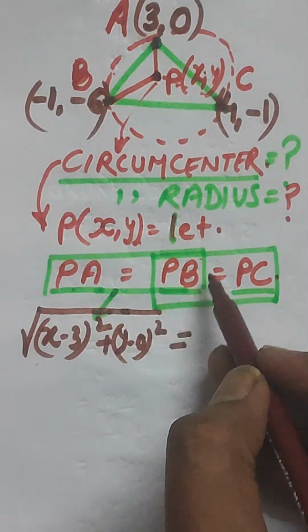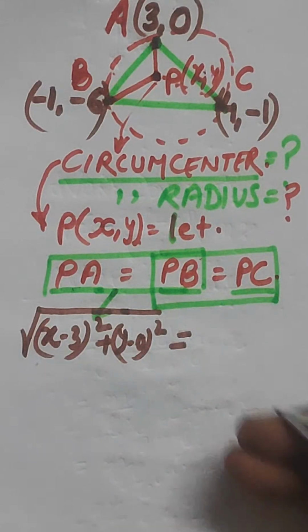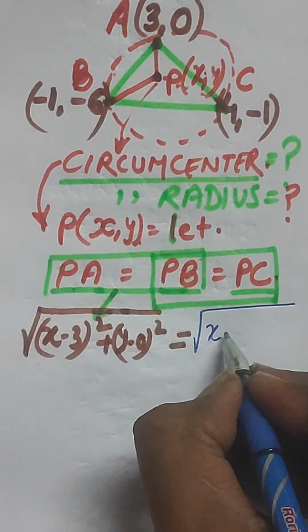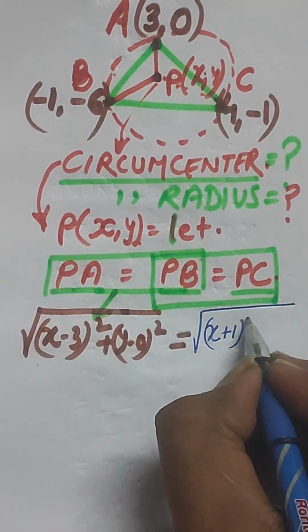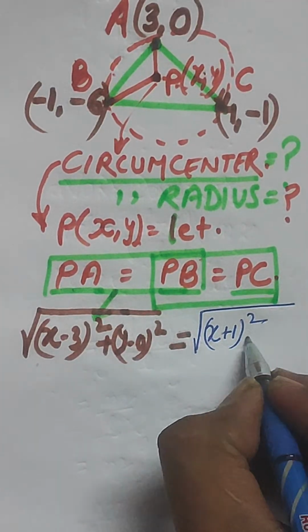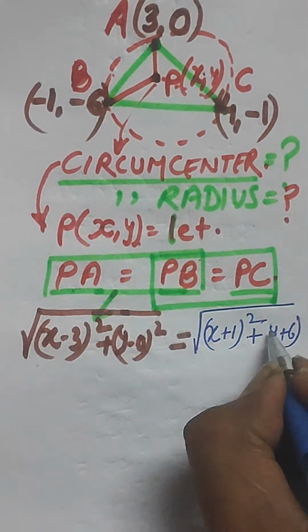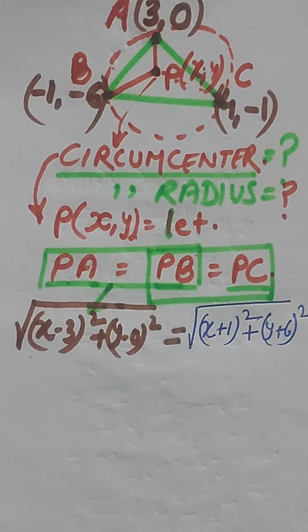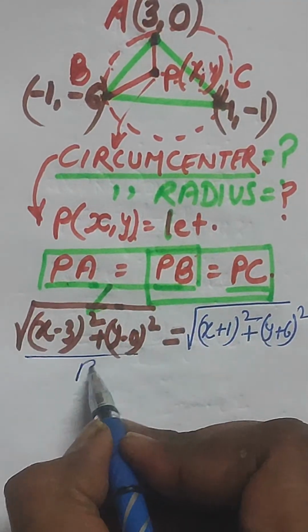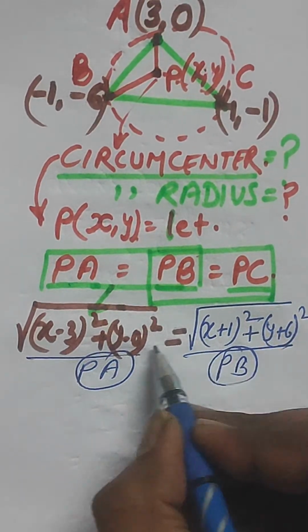Okay. So what is PB? Let me change the color of the pen. It will be the square root of (x minus (-1)), which will come as x plus 1. Should I write it in two steps? x minus minus 1, right? You got it. Plus (y minus (-6)), which gives y plus 6. Right? So here you can see this will give one relation. This is nothing but PA, and this is nothing but PB. Right? Just solve it.